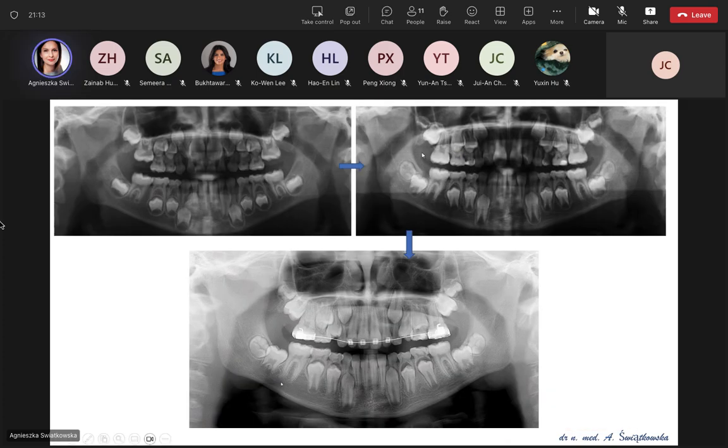OPG of this patient before treatment, and here during the treatment with fixed appliance, you see that this patient has also incorrect position of incisor. That's why, and there was the traumatic bite.